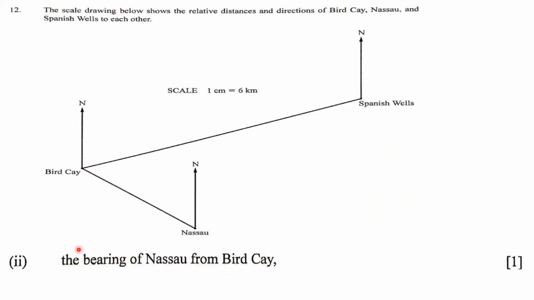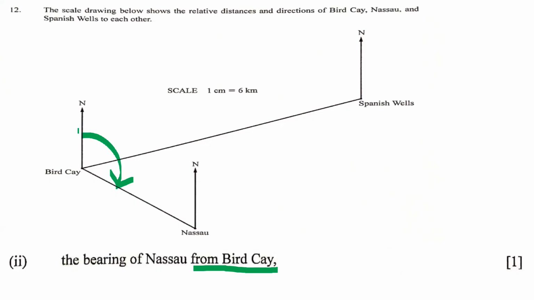Here they want us to determine the bearing of Nassau from Bird Key. So we have to go to Bird Key. Every time you're trying to do bearing, you have to start at the particular location that they said from. So it says from Bird Key. So that's where we got to start, right? We got to go from Bird Key to Nassau. We're going to start at our north. They already established our north for us, so that's good. And we're going to move in this direction. You always go clockwise. So you start at your north and then go clockwise until you reach the line for Nassau.